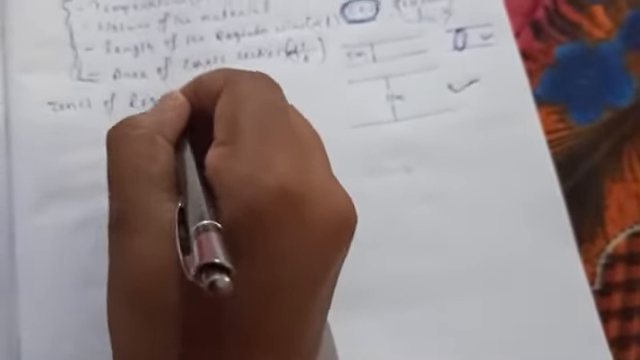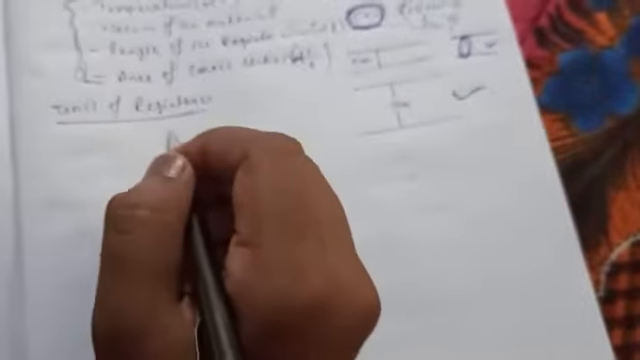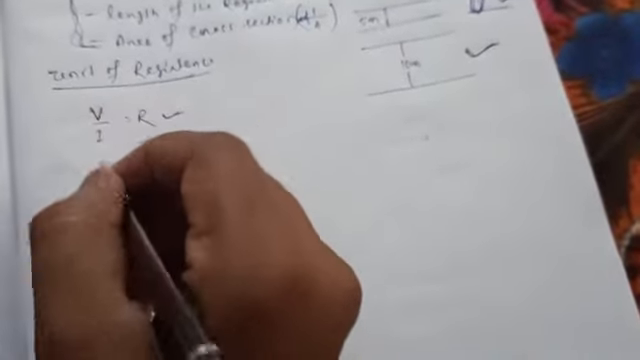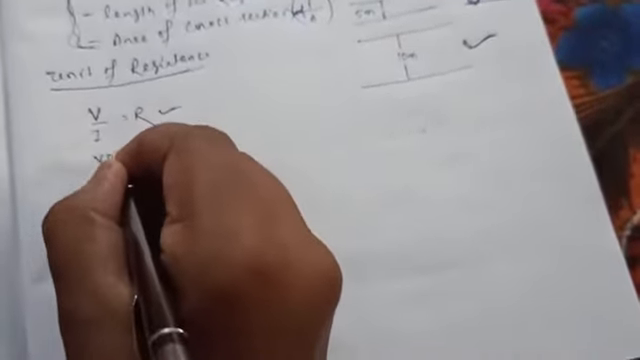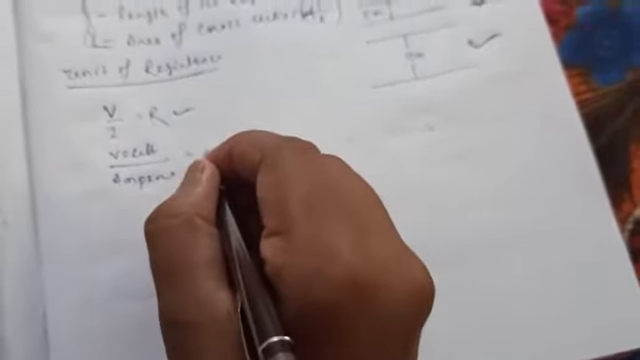The unit of resistance: we know that the formula for resistance is V by I. Here R is equal to a constant. That means V by I equals R. Understand? So V is volt and I is ampere. So it is taken as ohm. To respect the scientist, the unit is taken as ohm. Ohm is written like this. So volt by ampere is ohm.